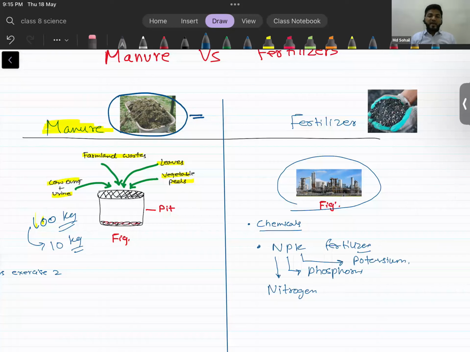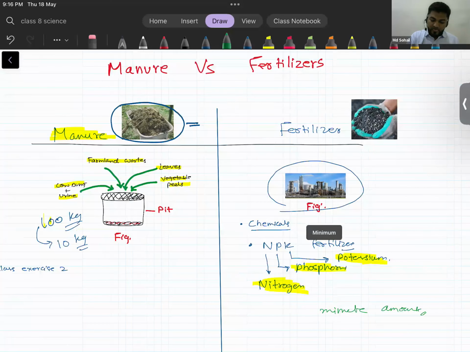Now, just as we humans require certain nutrients, like carbohydrates, vitamins, proteins, and fats, these are the nutrients which our body requires. So plants also require certain nutrients, and these nutrients might be nitrogen, phosphorus, or potassium. These are the main nutrients required by plants. There are some other nutrients also which are required by plants in tiny, minute amounts.